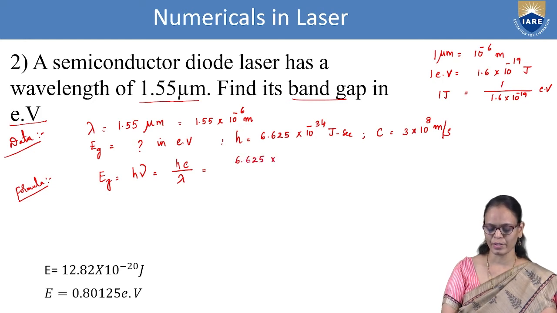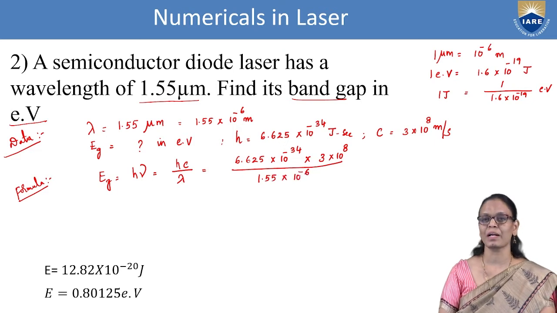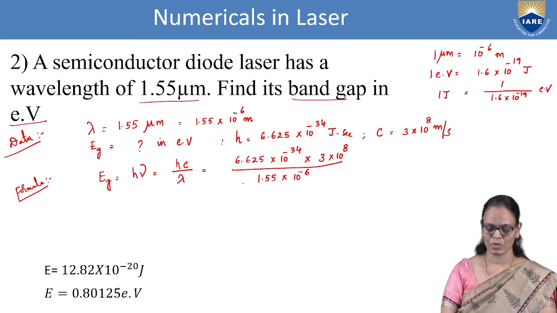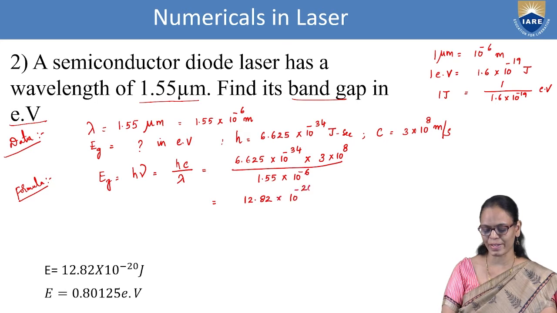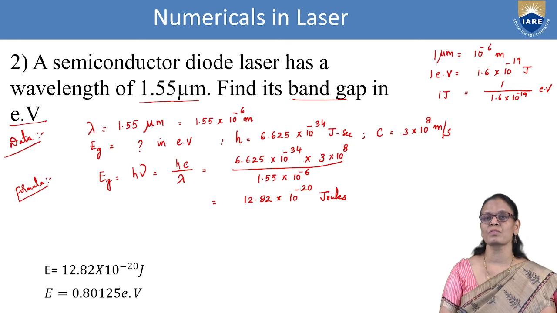6.625 into 10 power minus 34 into 3 into 10 power 8 upon 1.55 into 10 power minus 6. So when you simplify, what we get here is 12.82 into 10 power minus 20 joules. We are getting the answer, the energy in joules.